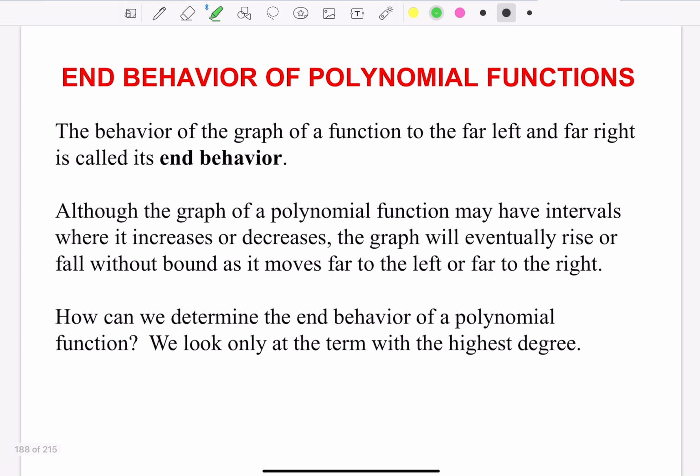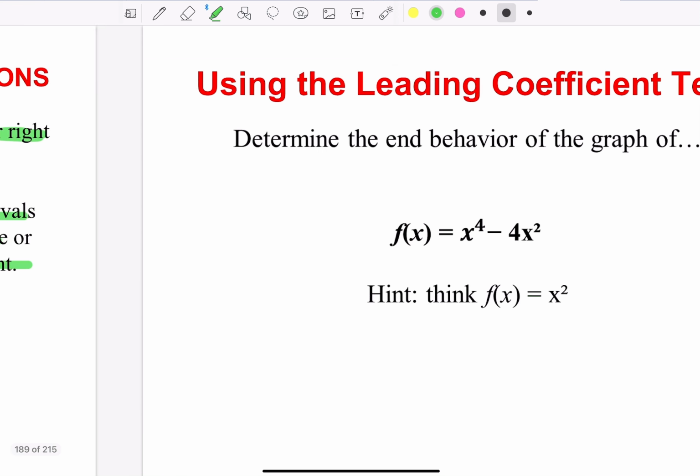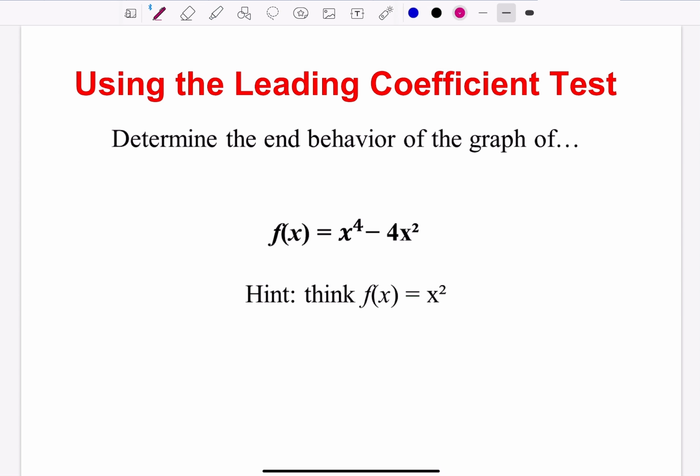End behavior of a polynomial function is how the graph behaves on the far left and far right. Again, in the middle, you're going to have intervals where the graph increases or decreases, but eventually it's going to rise or fall without bounds as it moves to the far left or far right. Now let's look at some examples of figuring out the end behavior. And keep in mind, end behavior only depends on the leading term, the highest degree in your polynomial. Always make sure you have arranged your polynomial from higher exponent to lower exponent so that you have it in standard form. So decide the end behavior for this polynomial.